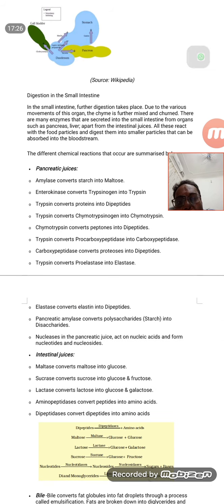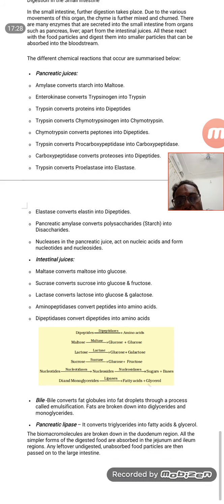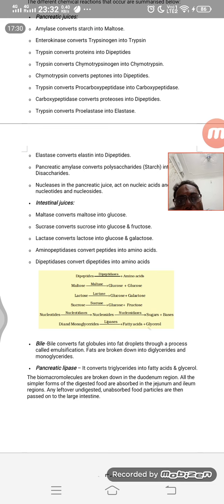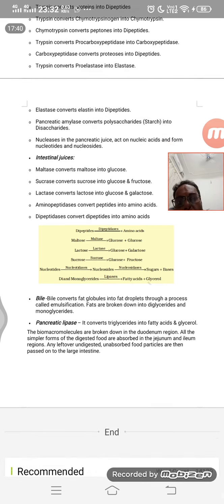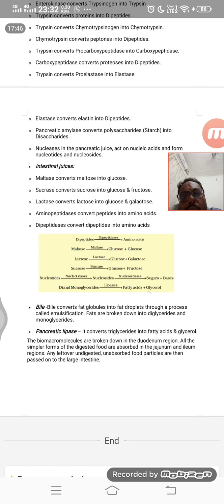So these are the main digestion processes that take place, and I have given the chart here in a tabular format, and the same thing you have inside your textbook also. Both you have to study. And in the next class we will see the absorption of the food and what will happen to the absorbed food.